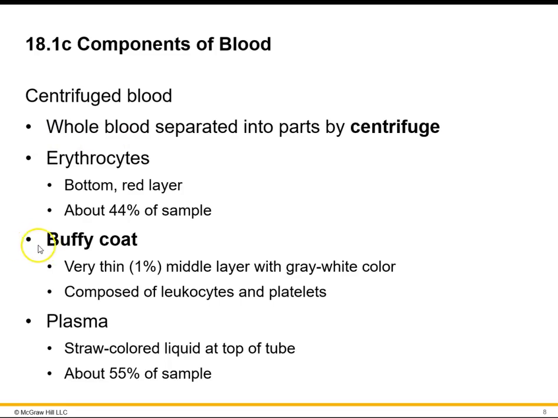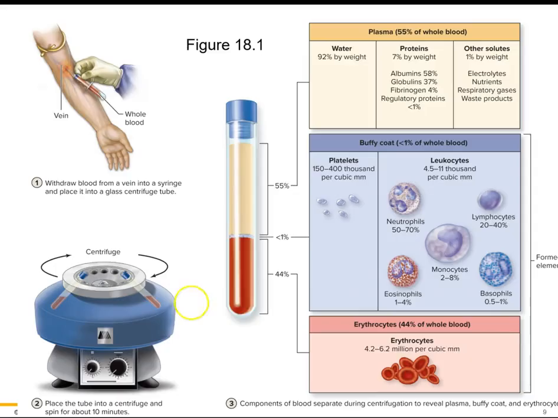There's going to be a tiny middle layer called the buffy coat. This is about 1% of whole blood, and it's going to be composed of leukocytes and platelets. And then the very top layer is plasma. This is straw-colored liquid, and it makes up about 55% of the sample.